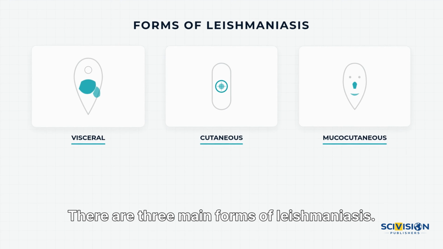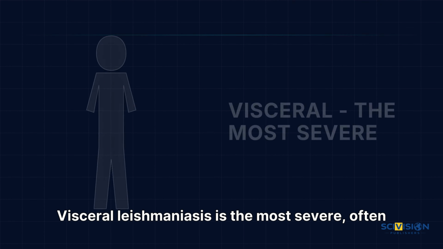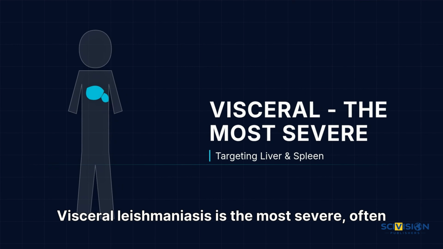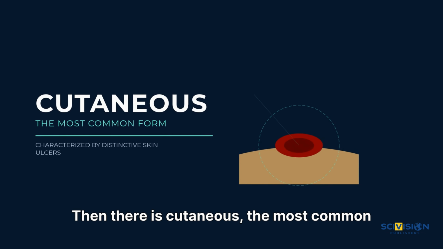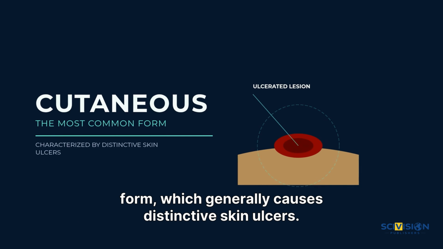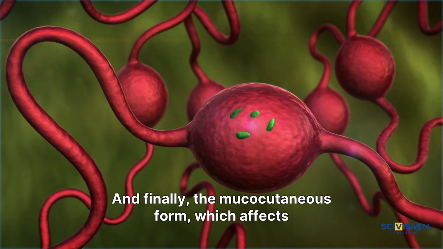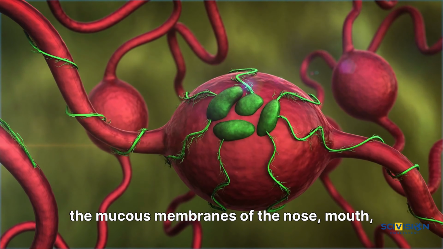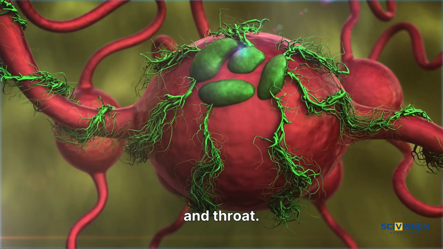There are three main forms of Leishmaniasis. Visceral Leishmaniasis is the most severe, often targeting the liver and spleen. Then there is cutaneous, the most common form, which generally causes distinctive skin ulcers. And finally, the mucocutaneous form, which affects the mucous membranes of the nose, mouth, and throat.